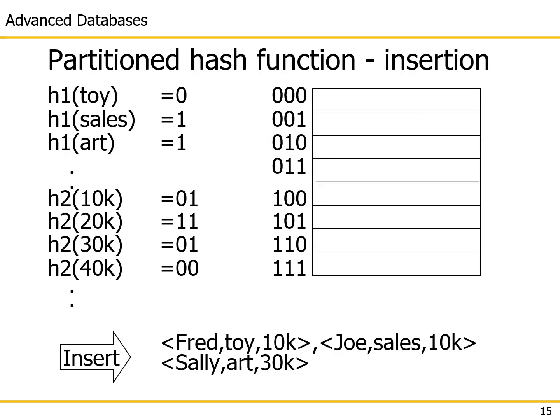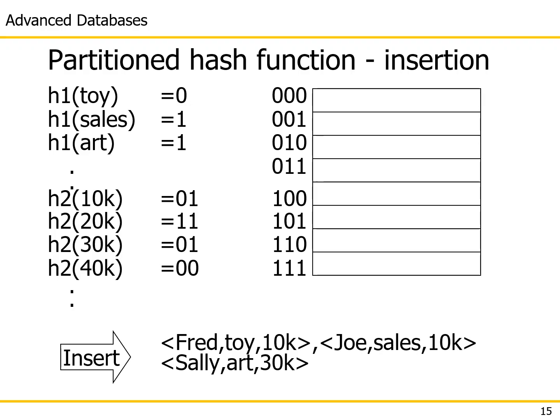Let me show an example of how this will work. So let's say I am building a partitioned hash index on 2 columns, department and salary, okay? So I retrieve all the unique values from the department, and all the unique values from salary, and I will hash each one of them. So I only have 3 departments: toy, sales, and art. So I hash toy, get 0, hash sales got 1, hash art got 1, okay? Now, that's a decimal, I convert to binary, but obviously it's going to be the same here.